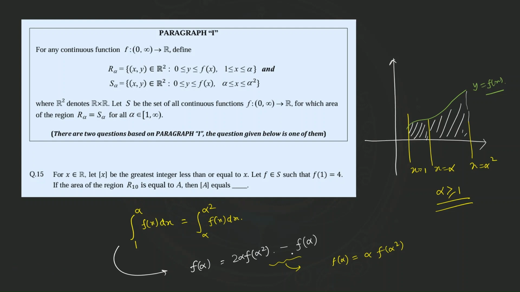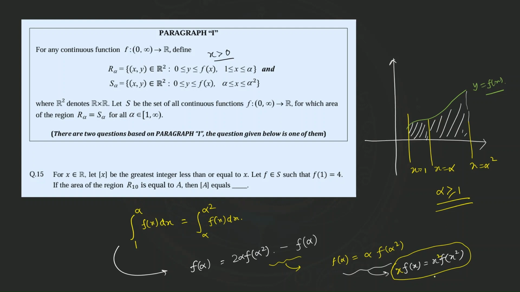Now how to solve this functional equation? This is a functional equation in the variable alpha, or we can replace this variable with x. So f(x) is x f(x square). Now we can multiply both sides with x, because x is positive here. In the question it says f is defined from open 0 to open infinity to real numbers, which means x is positive. So if we multiply both sides by x, we get an interesting functional equation.